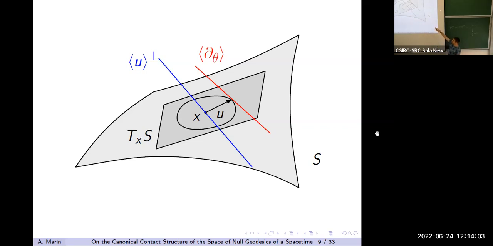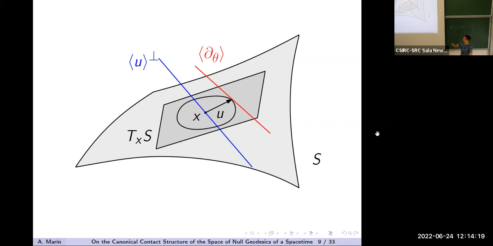I have my point x, and I have the tangent space at x in darker gray color. And I take this unit length vector u. So I need to give you a tangent plane to u on the unit tangent bundle. And that's going to be given by 2 directions.